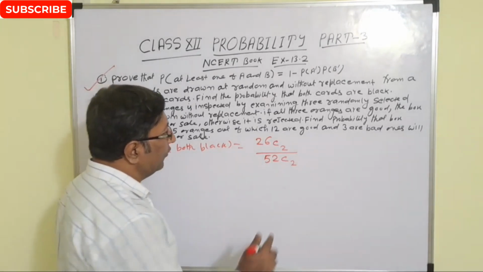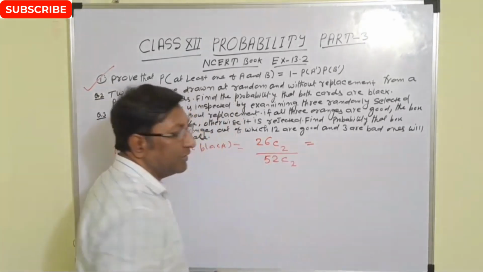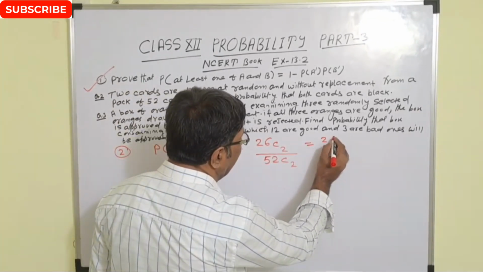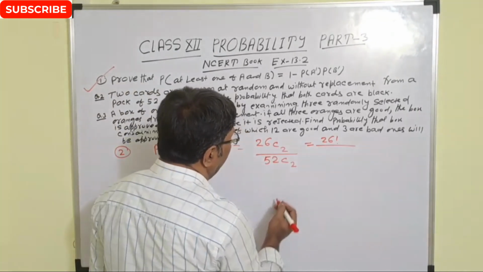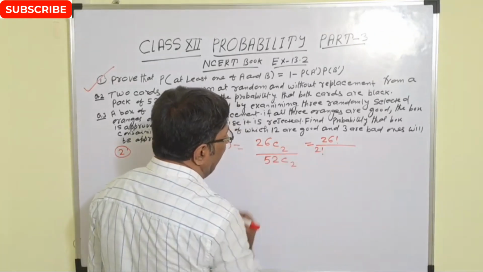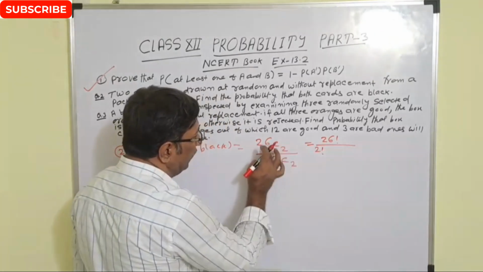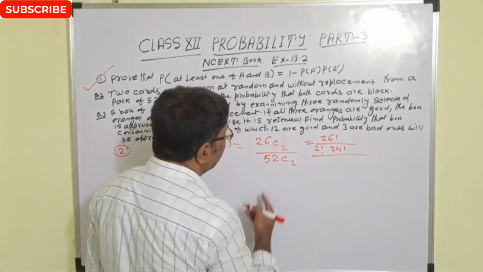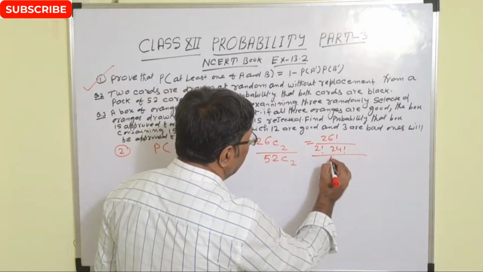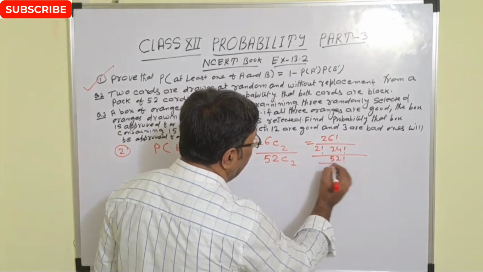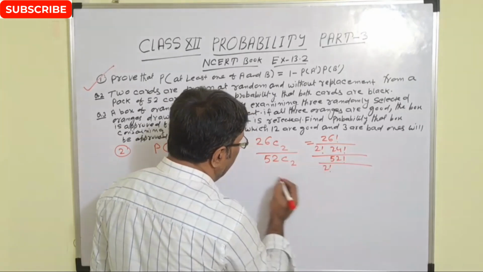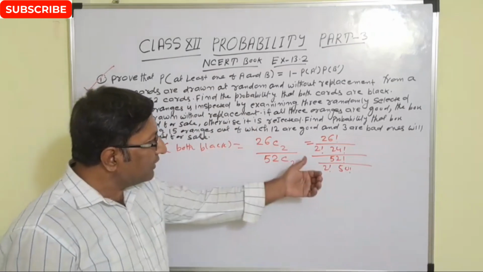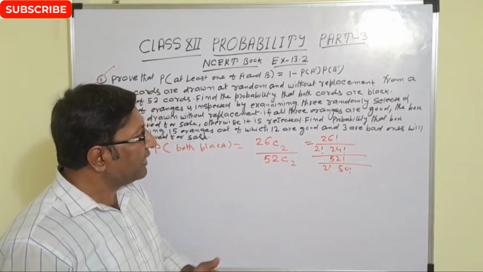Now everyone knows this is the formula of combination nCr. So 26C2 is factorial of n, that is 26 factorial, over factorial of r, that is 2 factorial, and factorial of n minus r, so 26 minus 2, that is 24 factorial. In the same way 52C2 is 52 factorial over 2 factorial and 52 minus 2, 50 factorial.